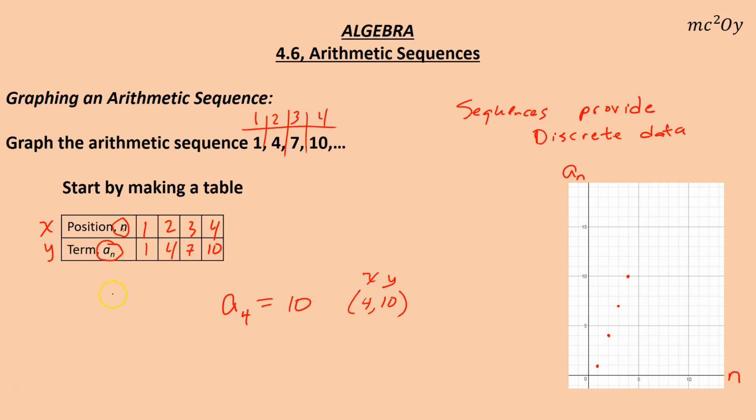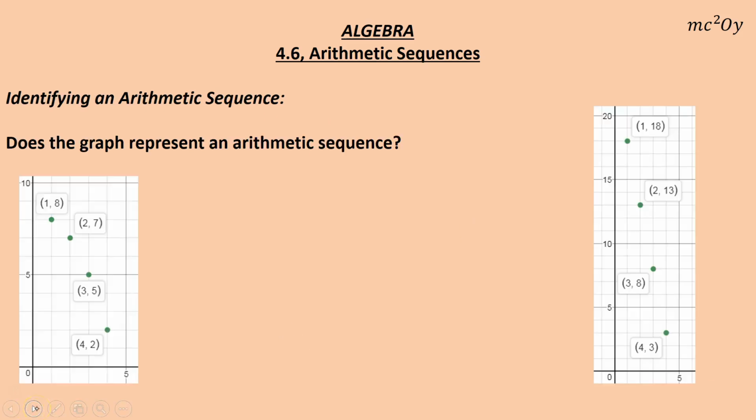So if I say, what's the 100th term? I would say A sub 100. And we'd have to continue our pattern on for a long time. Or we'd have to know an equation, which we're going to know here in a few minutes. Okay, so let's go ahead and move on here. All right, let's take a look at some graphs real quick.